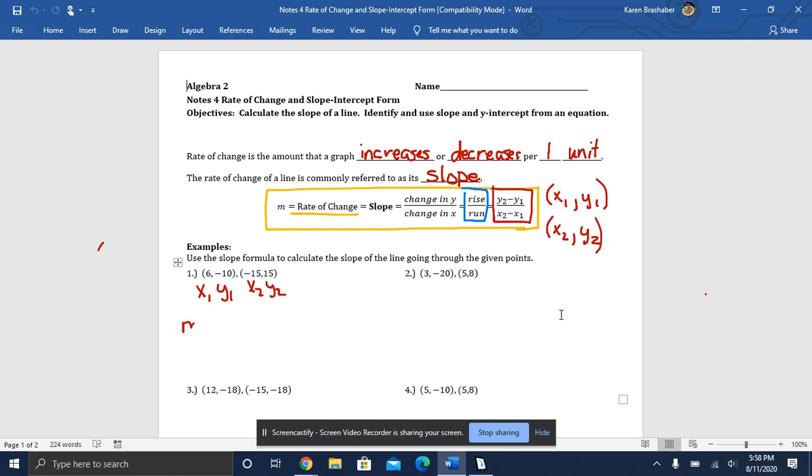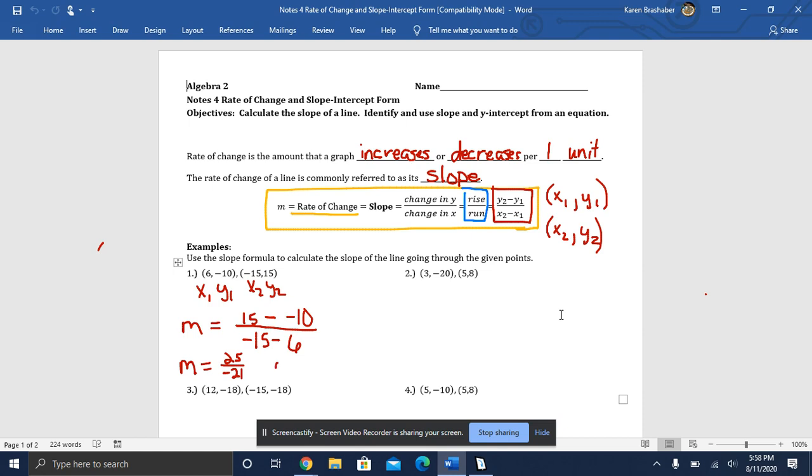So your slope m is equal to, and according to the formula, y2, which in this problem is 15, minus y1, which is negative 10. In your denominator, x2, which is negative 15, minus x1, which is 6. And if you need to use a calculator, that's fine. We want you to get these calculations correct. So 15 minus negative 10 would be 25, and negative 15 minus 6 would be negative 21. And so that is your slope.